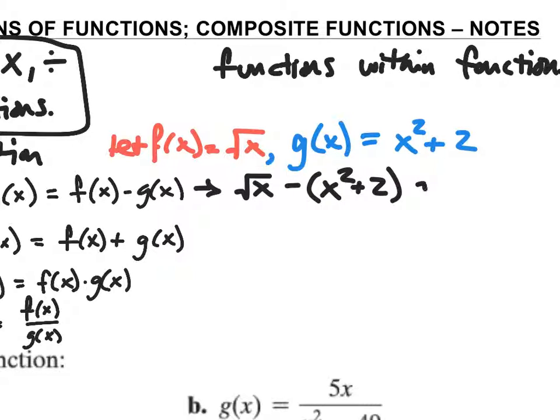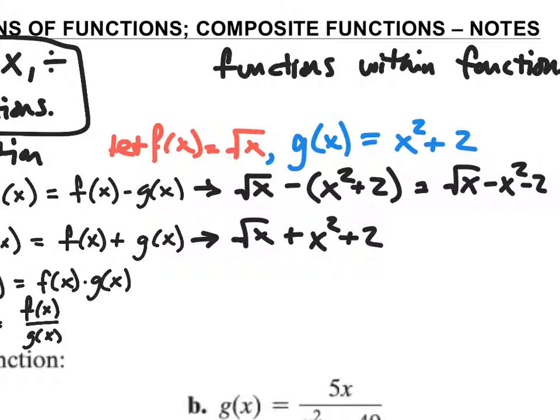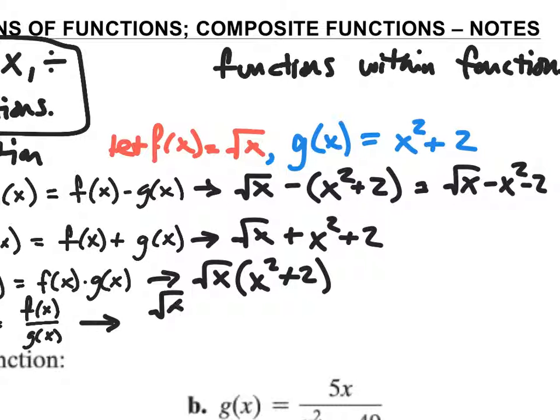That would be the square root of x minus the quantity x squared plus 2. You can even simplify that a little bit further and do square root of x minus x squared minus 2. If I wanted to add them together, it would be the square root of x plus x squared plus 2. You don't have to distribute your negative when you add, but when you subtract a function, you do need to distribute that negative. If I were to multiply these together, I would do square root of x times x squared plus 2. I'm not going to distribute that right now, but that's the idea. And if we do division, I would do the square root of x divided by x squared plus 2.